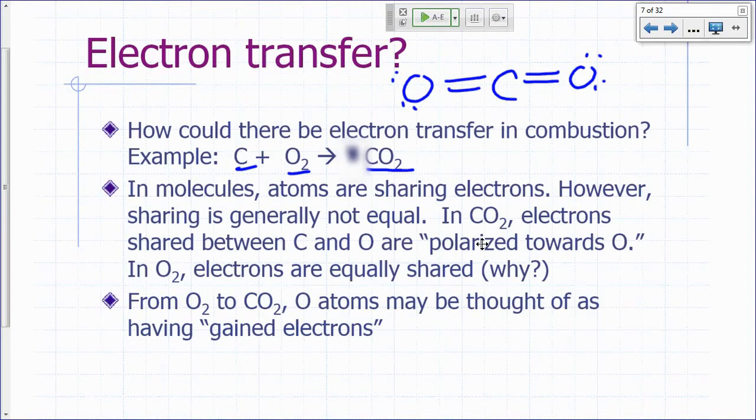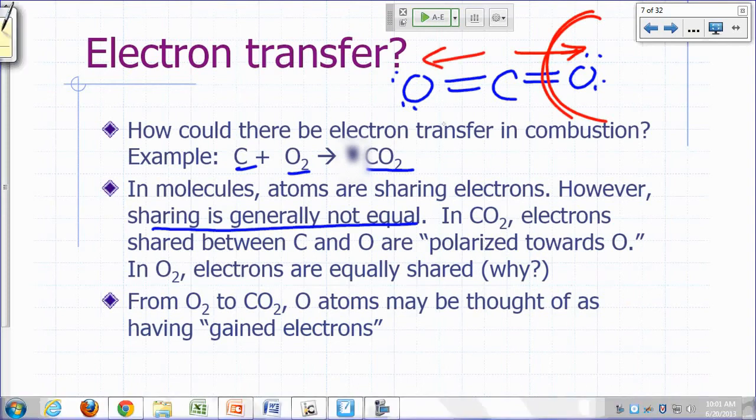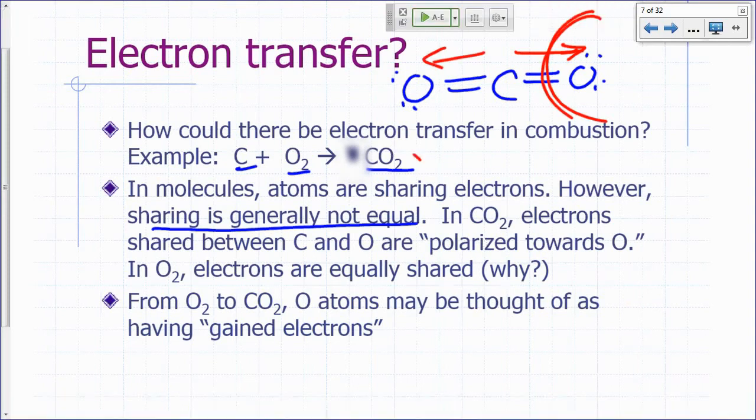But you have to realize that, even though the carbon and the oxygen are sharing electrons, in general, sharing of electrons is not equal. We've learned earlier that this is a polar bond. This bond is polarized towards oxygen. Electrons actually spend more time with the oxygen than they do with the carbon. Similarly, this bond right here, carbon to oxygen, is also polarized. So we also say that this bond right here is polarized towards oxygen, okay?